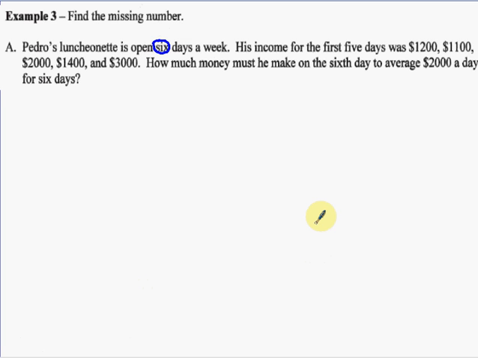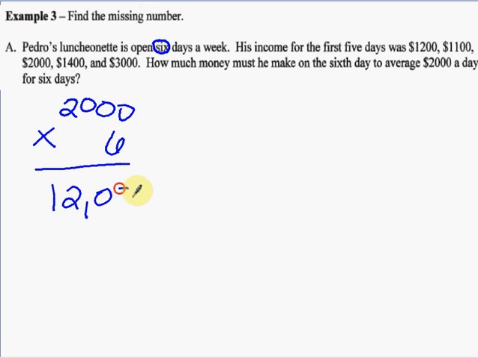All right. Well, let's think of this problem this way. If he's going to be open for 6 days, that's why I circled that, and he wants to average $2,000 a day, that means that he is going to make a total of $2,000 every day for 6 days, which is a total of $12,000.